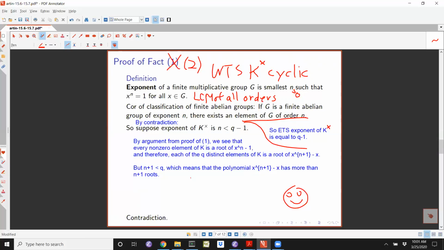Oh yeah. You get the last part because each of the q distinct elements of K is a root of x^(n+1) minus x. Yes, it has more than n plus 1 roots, the q distinct elements of capital K. So does that make sense, where you got the more than n plus 1 roots?